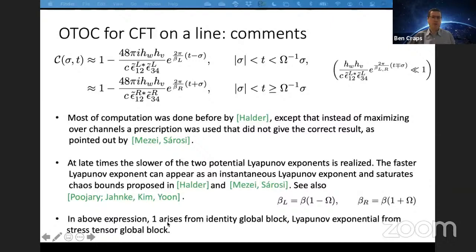And okay, I should also say the 1 in these previous expressions corresponds to the identity global block, which just means the disconnected contribution, and the Lyapunov exponential comes from the stress tensor global block.